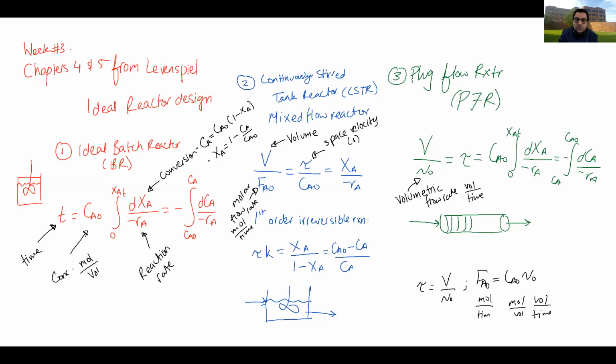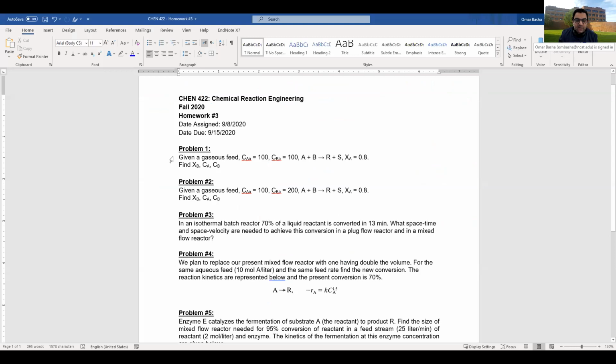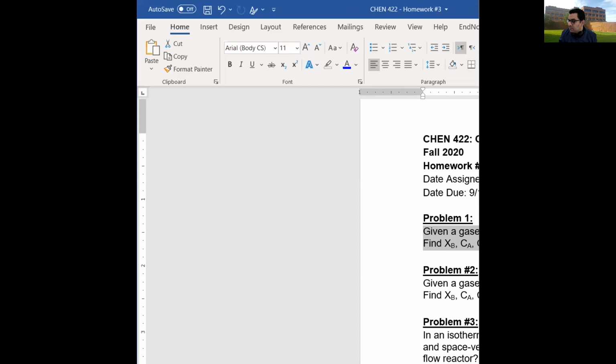Okay, so let me go to the homework. It's homework 3, and let's have a look at problem number 1. Problem number 1, you're given a gaseous feed. Ca0 is 100, Cb0 is 100, A plus B goes to R plus S, Xa is equal to 0.8, and you're asked to find Xb, Ca, and Cb.